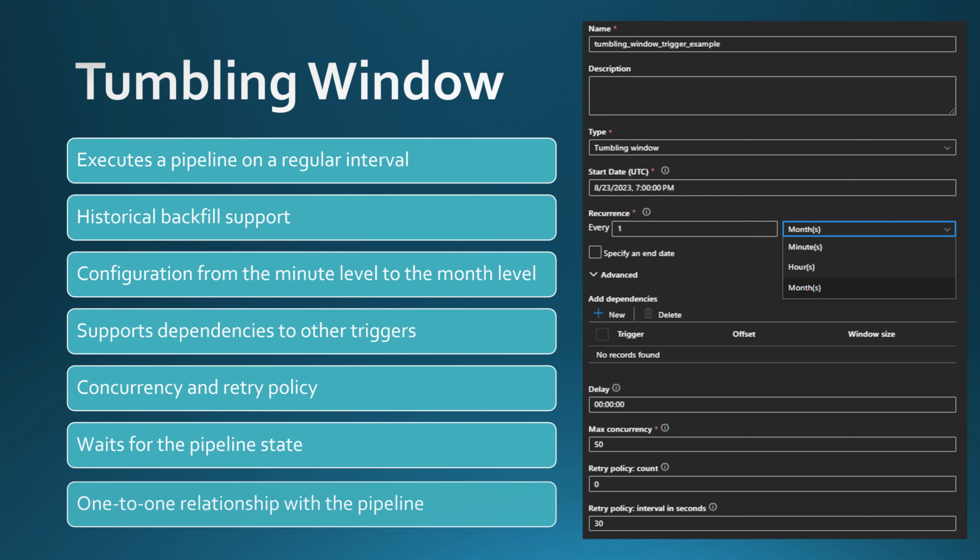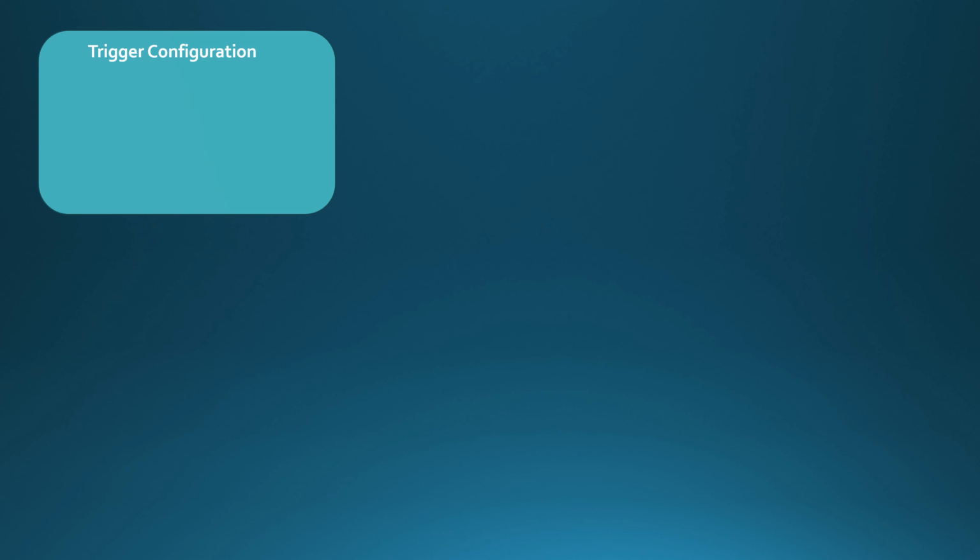This trigger has a one-to-one relationship with the pipeline, meaning that we can only have one tumbling window per pipeline, and that's it. So we cannot have multiples like we could have with the schedule trigger. Now let's also do this quick visual animation for the tumbling window trigger to see how it works in the Data Factory. Let's first have our trigger configuration.